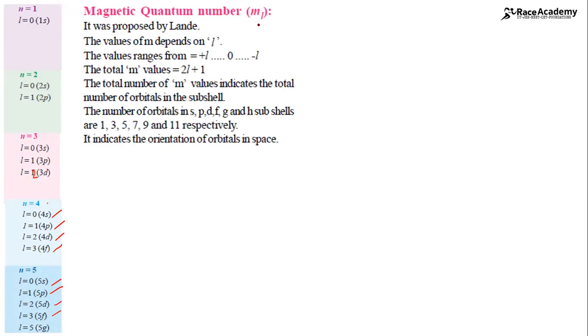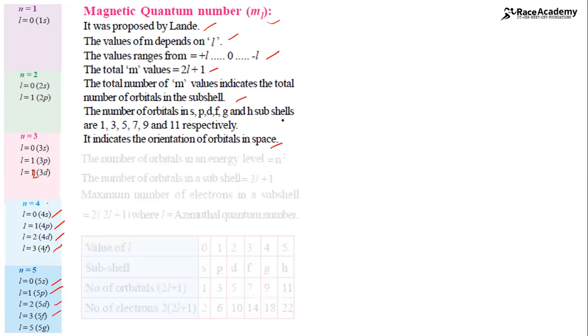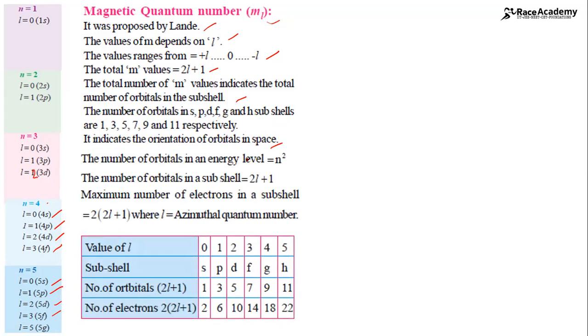Let us say the magnetic quantum number value ml, proposed by Landé. The value depends on L, and ranges from plus L through 0 to minus L. The total number of m values is 2L plus 1. We have to know why: because for an s orbital it is 1, for a p orbital it is 3, for a d orbital it is 5, and for an f orbital it is 7. So the total number of m values indicates the number of orbitals in the subshell. It indicates the orientation of the orbitals in space. That is the significance of this quantum number.